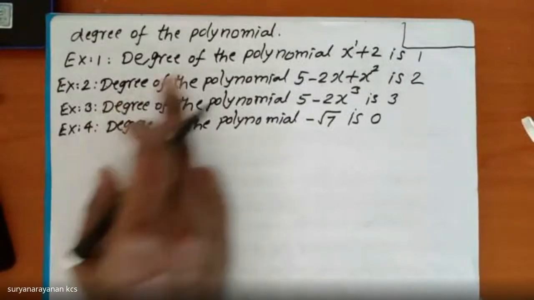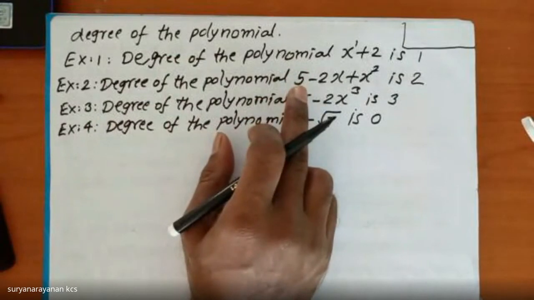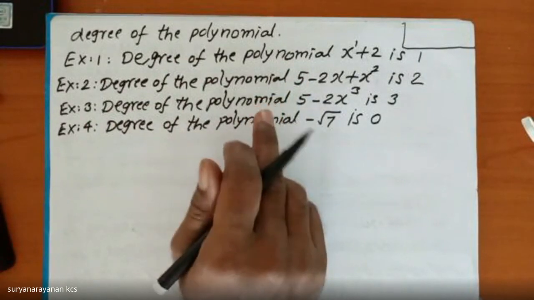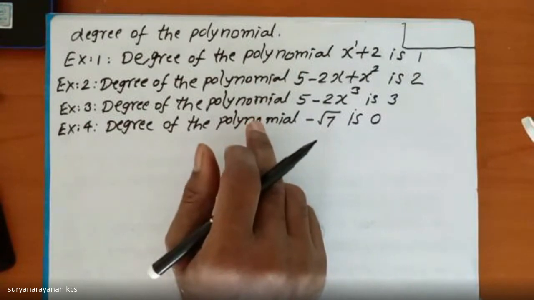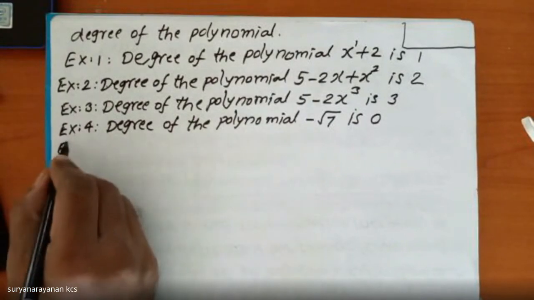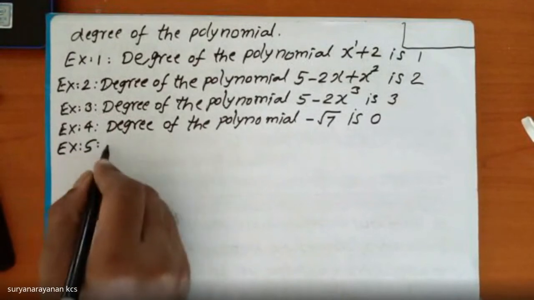So this is about degree of a polynomial. You have to observe the terms of the given polynomial first. After that, you have to find out the highest power of x. I conclude by taking this example.